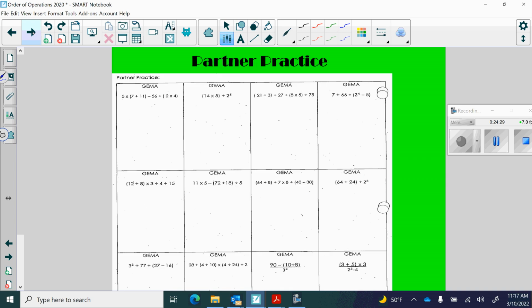This one is the partner practice. So now we will let you work quietly with a partner. You have until lunch finishes, and then we'll give you about 10 minutes once you get back from lunch to finish this up.